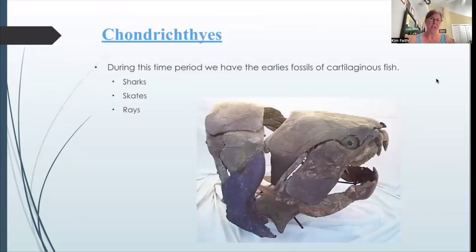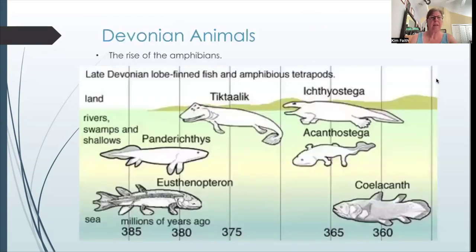We also have a group of fish called chondrichthyes. Chondrichthyes are cartilaginous fish. You guys are familiar with sharks. Sharks' internal skeleton is not bone. It's not a calcium deposit. It's not mineral deposits. It's cartilage. So these are called cartilaginous fish. We also have skates and rays. You guys may know what stingrays are. Skates look very similar. They just don't have that barb-like stinger on them. So we're going to start seeing some of these organisms that we're familiar with today.